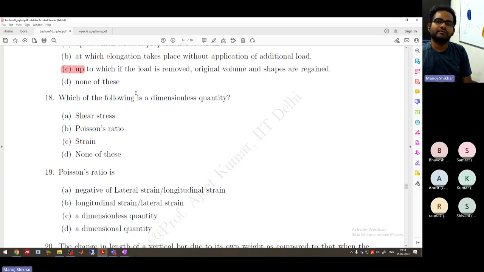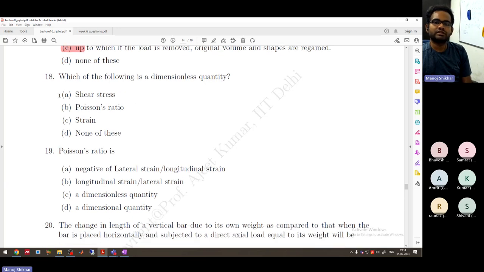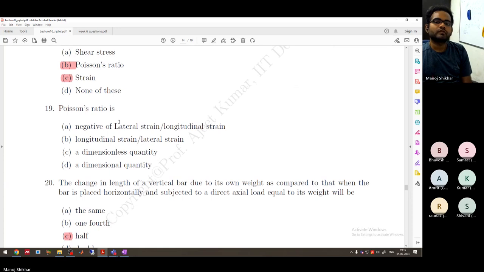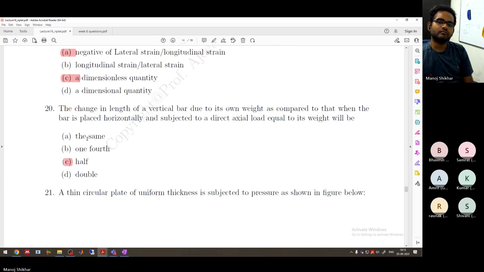Which of the following is a dimensionless quantity? Shear stress has a dimension of Pascal. Poisson's ratio is the ratio of two strains. Strain is dimensionless. Poisson's ratio is the negative of lateral strain by longitudinal strain. True, it is a dimensionless quantity.